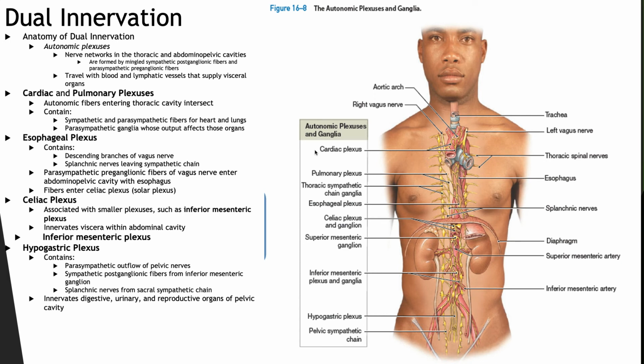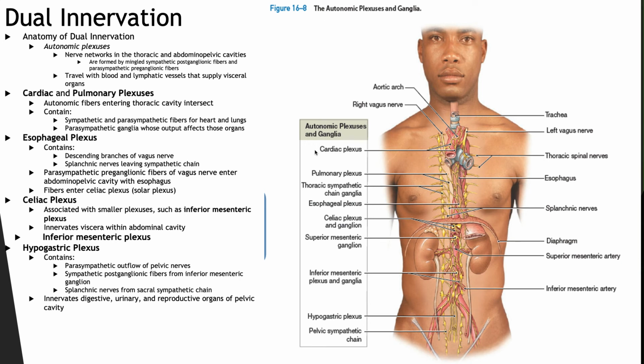Nerves leaving these networks travel with the blood vessels and the lymphatic vessels that supply visceral organs. Autonomic fibers entering the thoracic cavity intersect at the cardiac plexus and the pulmonary plexus. These plexuses contain sympathetic and parasympathetic fibers to the heart and lungs, respectively, as well as the parasympathetic ganglia whose output affects these organs. The esophageal plexus contains descending branches of the vagus nerves and the splanchnic nerves, leaving the sympathetic chain on either side.